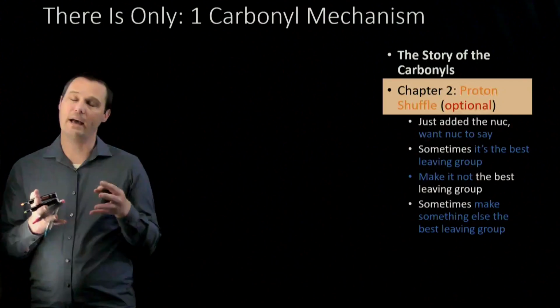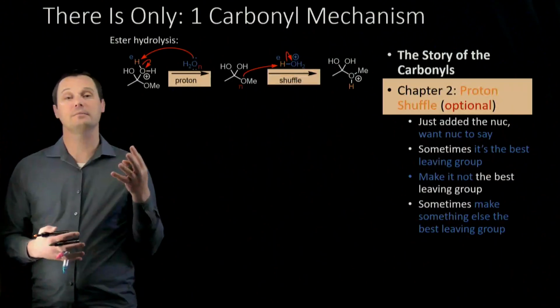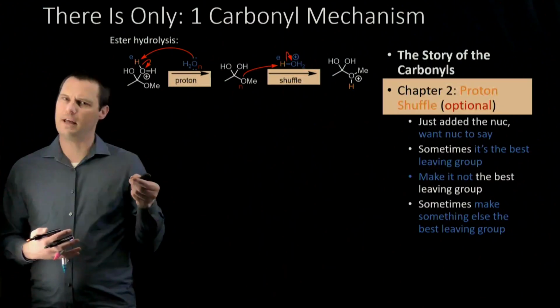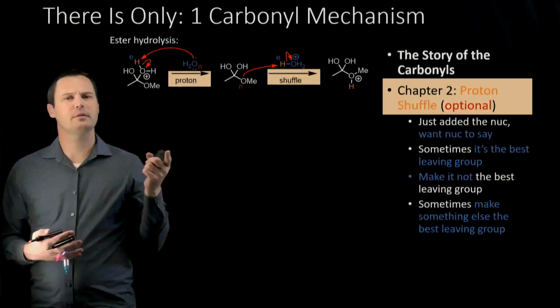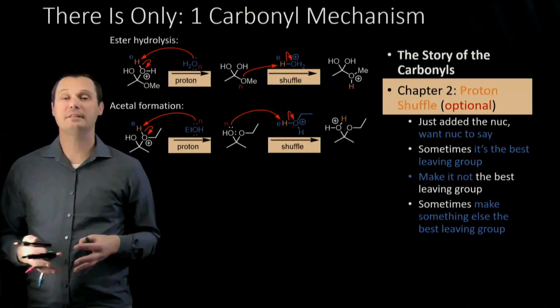We make the group that we added not the best leaving group, and we make something else the best leaving group. We see this in mechanisms like the ester hydrolysis. After we've added water, the water we just added, we want to stay, but right now water's the best leaving group. So we take the proton off of water and put it on something else to make something else the best leaving group. We also see this in acetal formation.